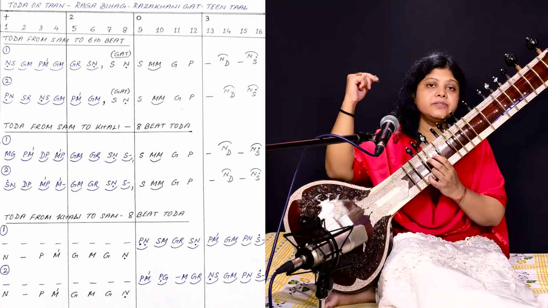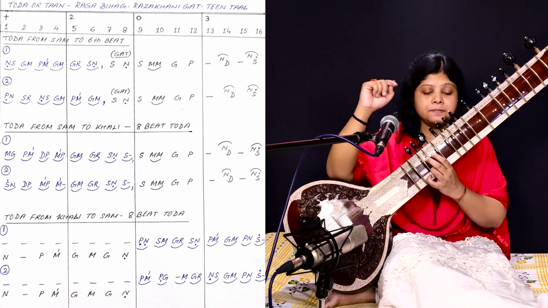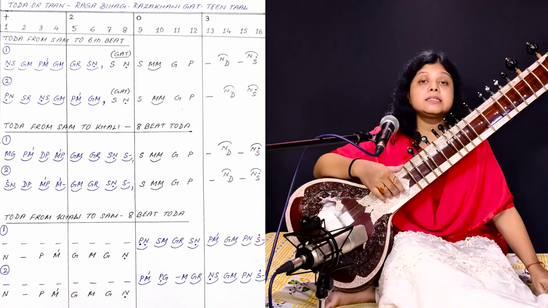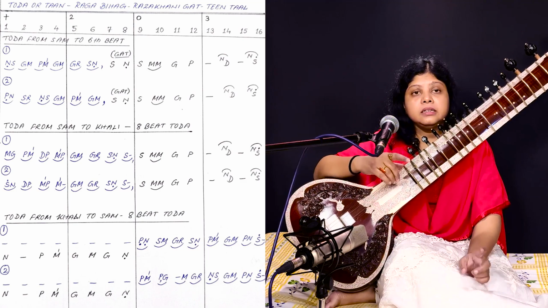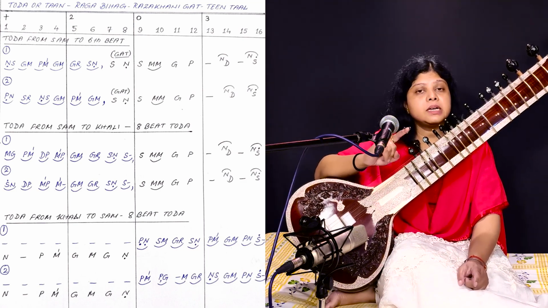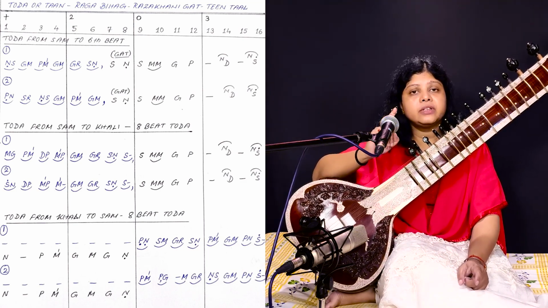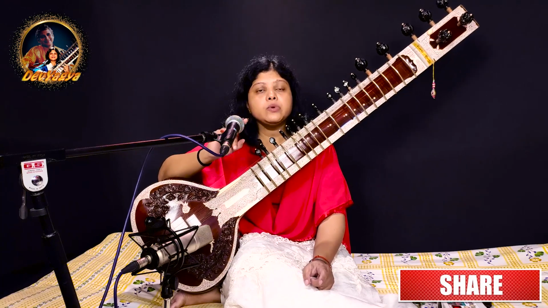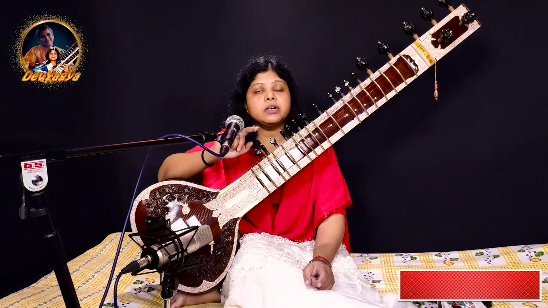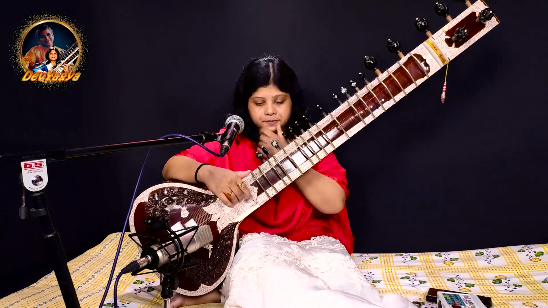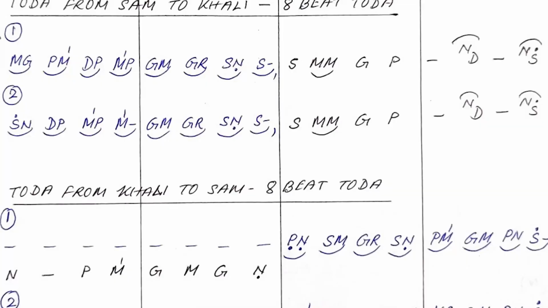Coming to the next taan, which is from khali to sum. Now, in this gat, meaning in this first part of the thai, ni note is your sum. Sum means the very first beat of the tal. So if you set any taan from khali to sum, remember you need to come to ni. Like pa ni sa ma ga re sa ni pa ma ga ma pa ni sa, ni is the sum. So 5, 6, 7, 8.